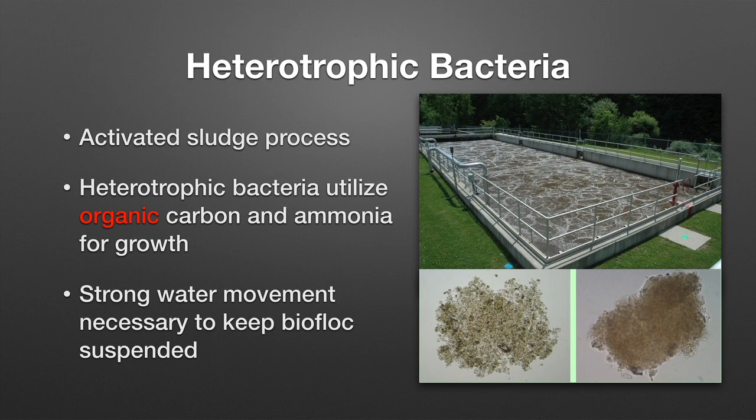Heterotrophic bacteria utilize organic carbon and ammonia for growth. One example of this type of system is the activated sludge wastewater treatment system. In this system, water is kept in movement to keep the bioflocs suspended, and it's very important to aerate and oxygenate the water.